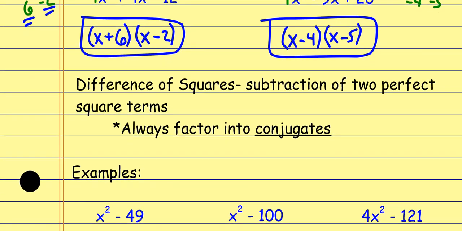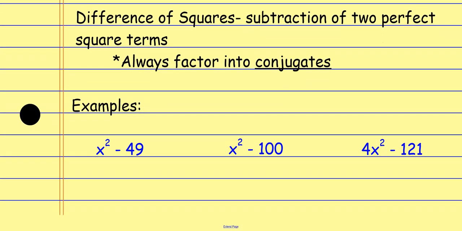Okay? And then the last thing we had in terms of factoring was difference of squares. Remember, subtraction of two perfect squares always factors into conjugates. And if you recall, conjugates are when we basically have the same binomial twice, but they have different signs. So like an x plus 5 and an x minus 5. All right? An x plus 8 and an x minus 8. Those are conjugates.